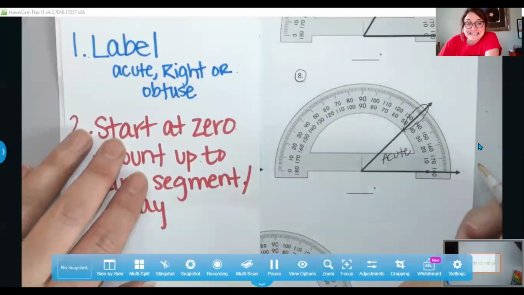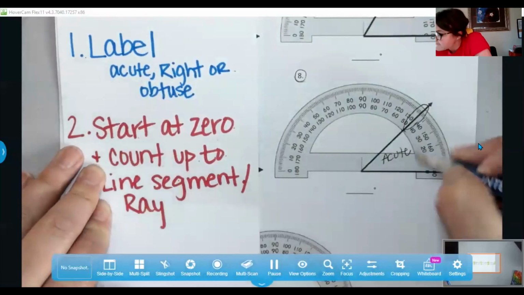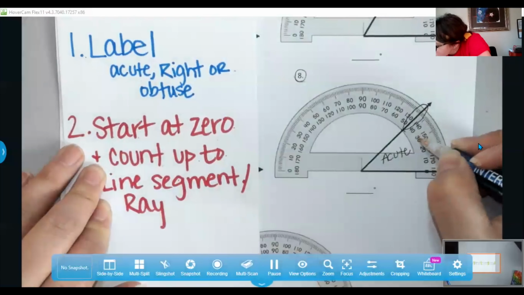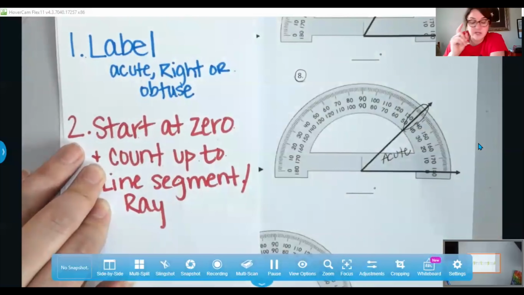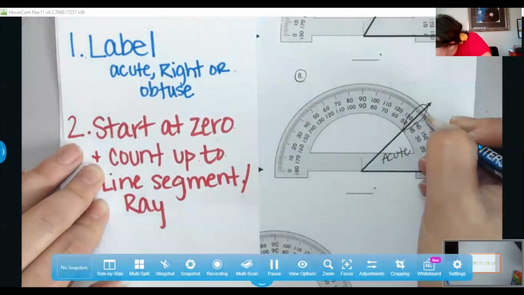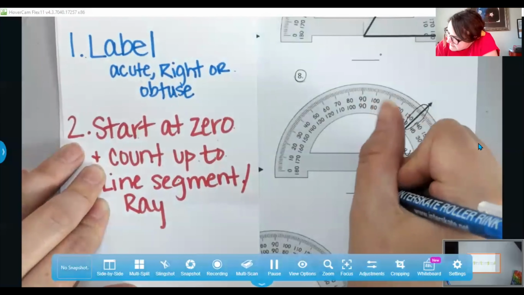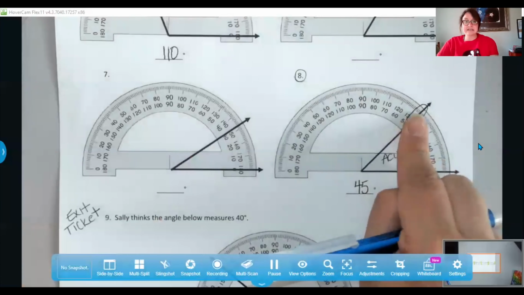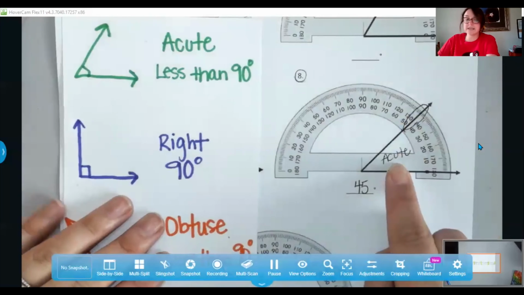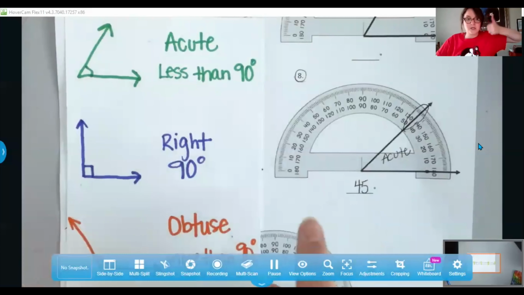Notice I can see that when I start at zero and count up to my line or ray, I've got 0, 10, 20, 30, 40. But because it's in between 40 and 50, I need to count by ones. So 41, 42, 43, 44, 45. This angle measures 45 degrees. And we can double check that by saying, well, we said it's acute. And is acute less than 90? Is 45 less than 90? Sure is. Looks like we're good there.